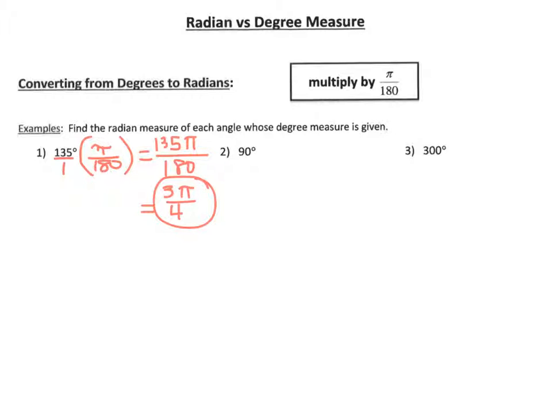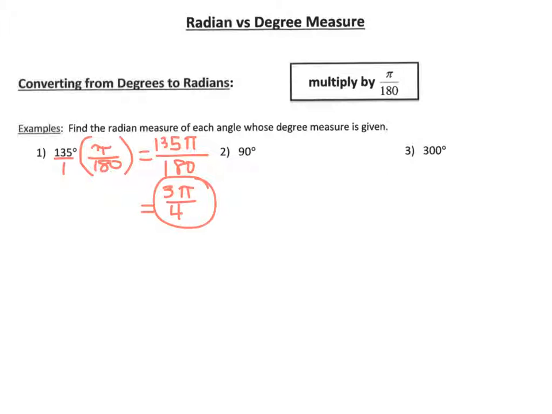Now, if the question had said to round your answer, let's say to the nearest tenth, then you would use the pi button in your calculator and plug in 3 times pi divided by 4, and you would just round that number to the nearest tenth. Why don't you try out number 2 and 3 on your own, and then you can hit play when you're done and see how you did.